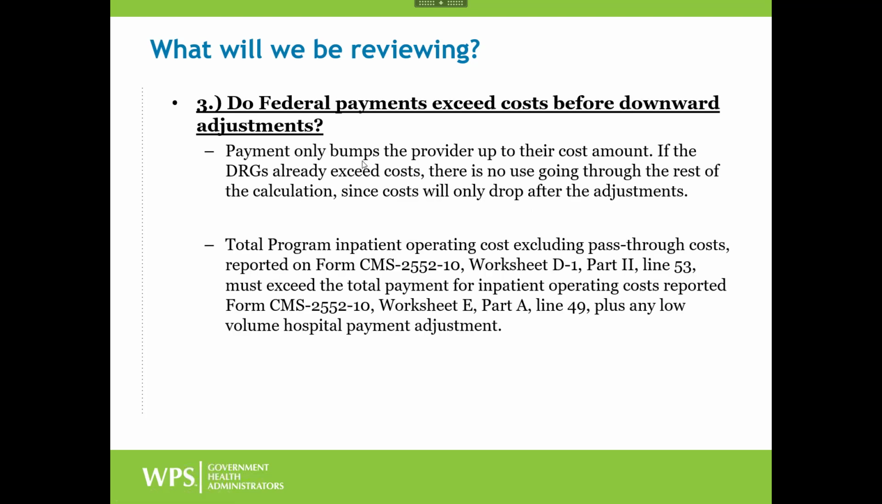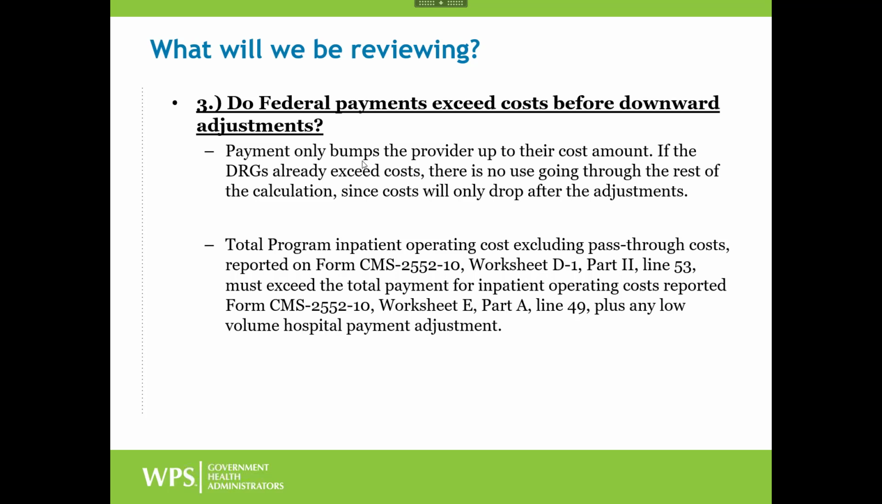Number three is essentially a threshold before we continue further review. The question is, do the federal payments already exceed the costs before any sort of downward adjustment to remove the variable costs and all of that? The idea is that if the federal payments already exceed those costs, and we know that we're going to be adjusting the costs downward, then there's no use going further. The payment is only going to bump the provider up to that cost amount.